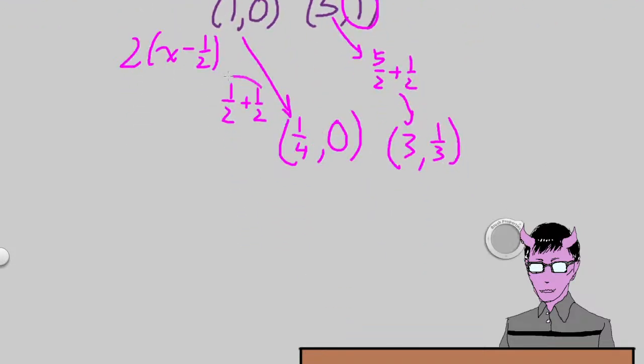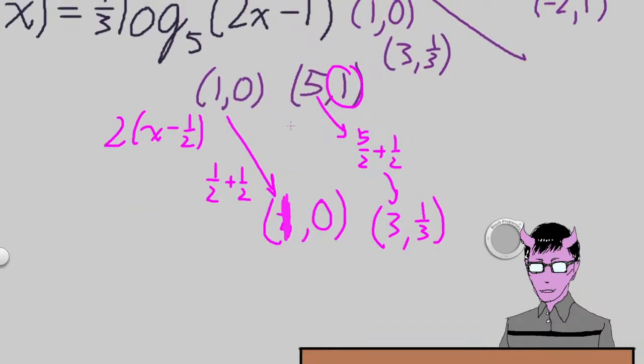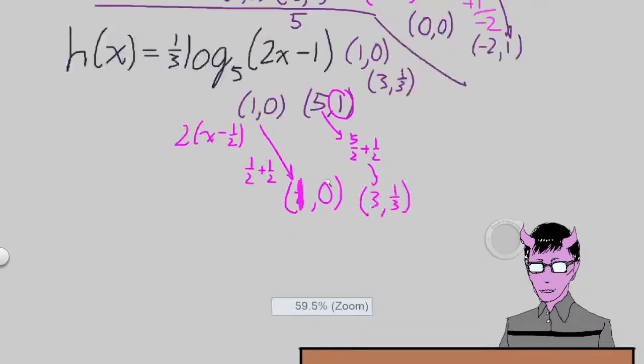I'm sorry. 1/2 plus 1/2 is 1, not 1/4. I don't know how I got this 1/4. This is 1. So the transformation is correct. It's just annoying. I'd much prefer not to do it as the transformation method.